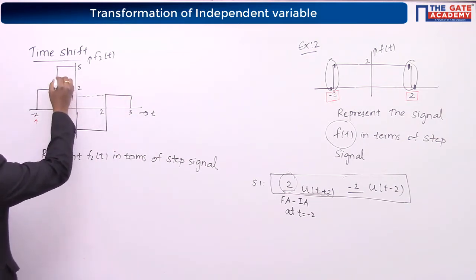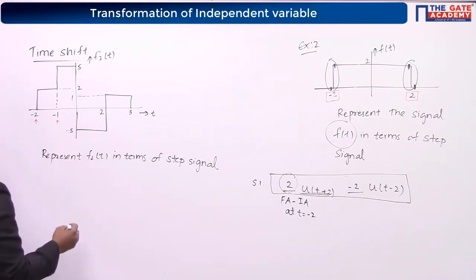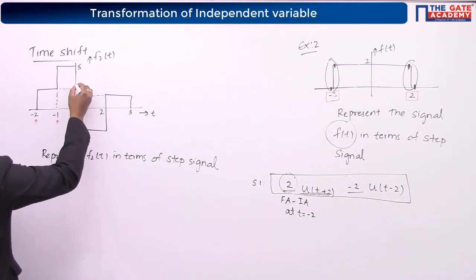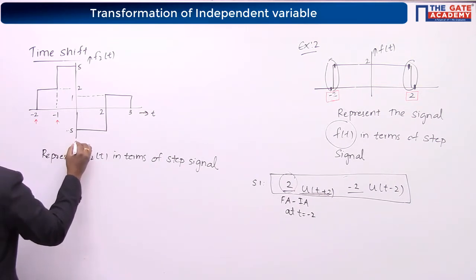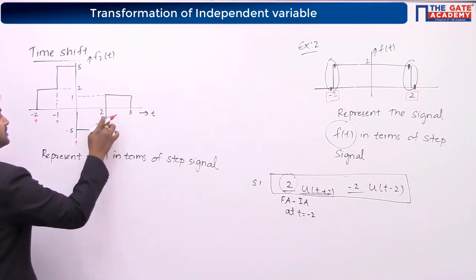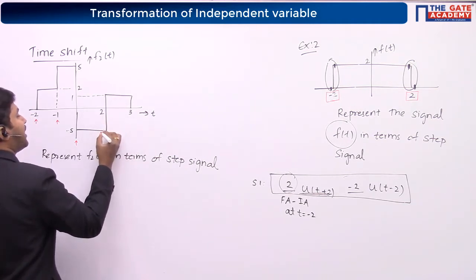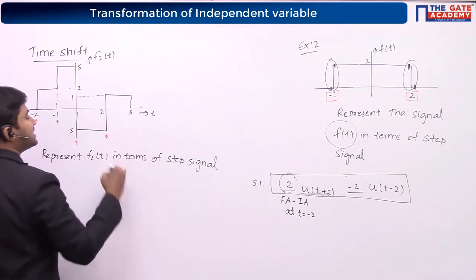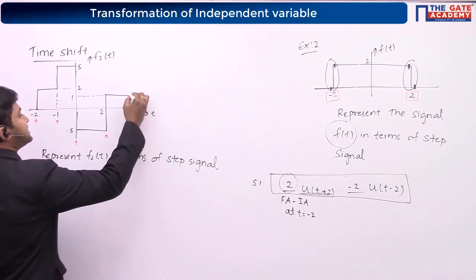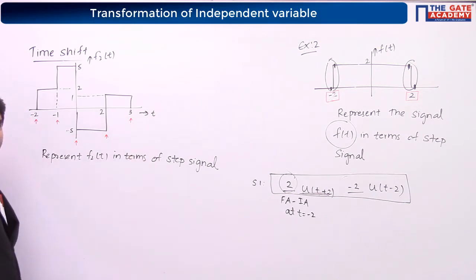Here there is a sudden increase in the value of amplitude from 2 to 5, point 2. You can see at t is equal to 0, the amplitude is falling suddenly from 5 to minus 5, point 3. At t is equal to 2, the amplitude is suddenly increasing from minus 5 to plus 1, point 4. And at t is equal to 3, there is a sudden decrease in the value of amplitude, point number 5.